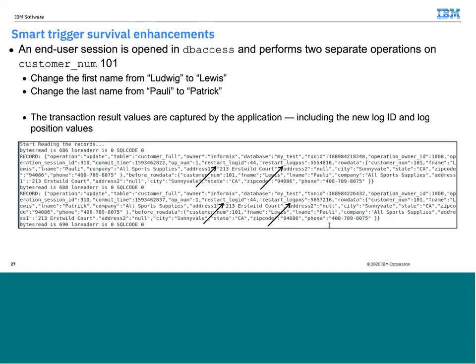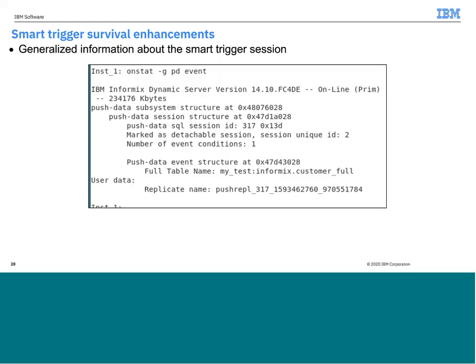And so you can see that it occurred in logical log number 44 at this particular location. So it's giving me now these logical log IDs or logical log positions that I might need to replay if a failure occurs. Well, let's see what information is available about it.